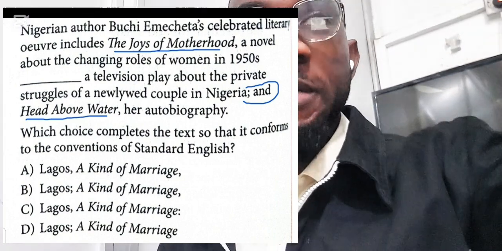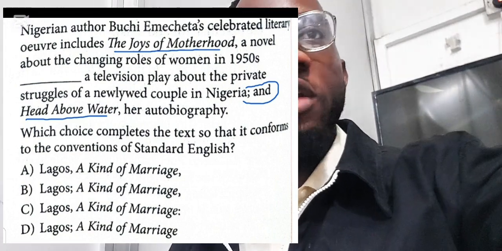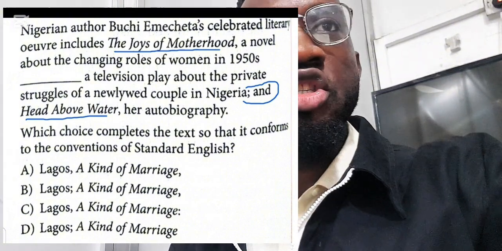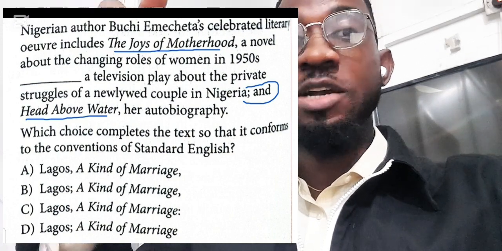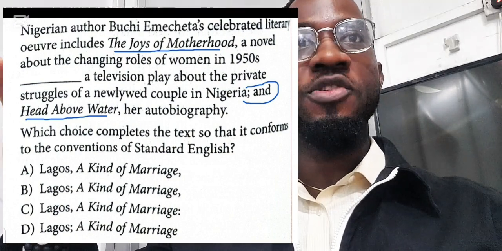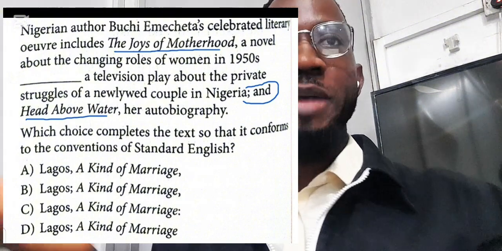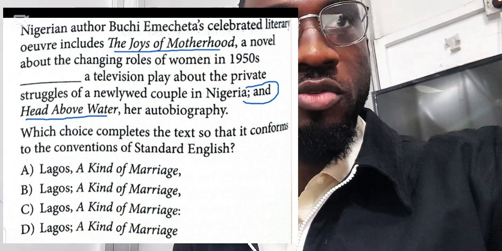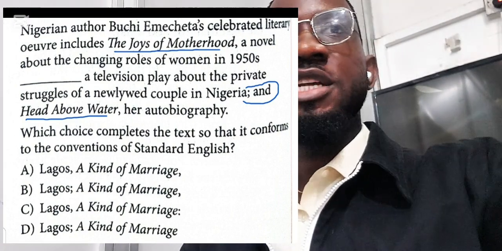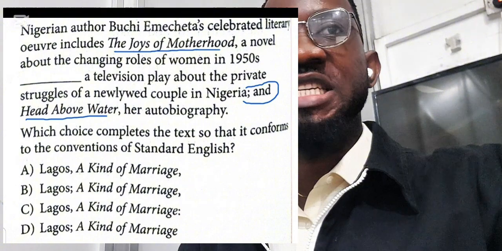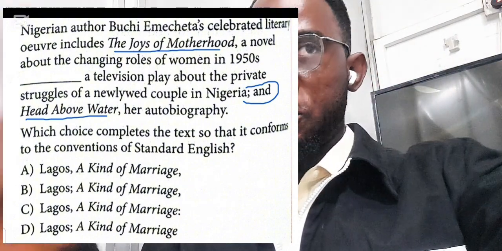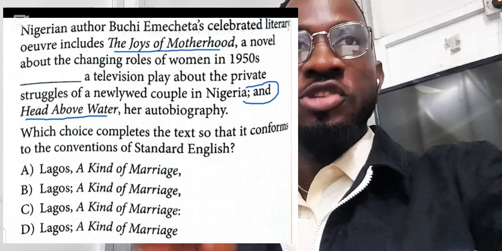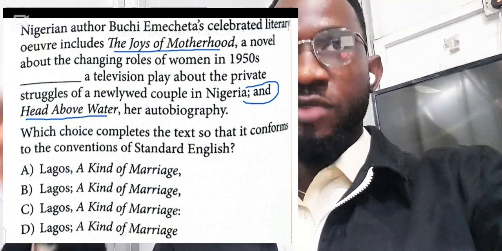Now, from the top of the passage, we have: Nigerian author Buchi Emecheta's celebrated literary oeuvre includes The Joys of Motherhood. So they're giving us obviously a list of some of the important fiction produced by Nigerian author Buchi Emecheta over time. The Joys of Motherhood, comma, a novel about the changing roles of women in 1950s Lagos. Remember, I tried to plug in the option too. So see, the first item in this case is the title of a novel, The Joys of Motherhood, accompanied by a phrase, right?